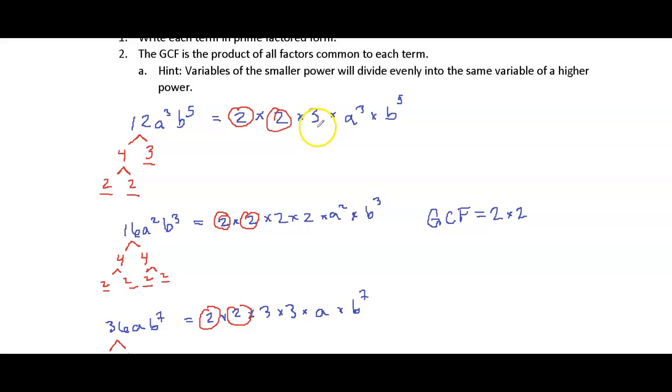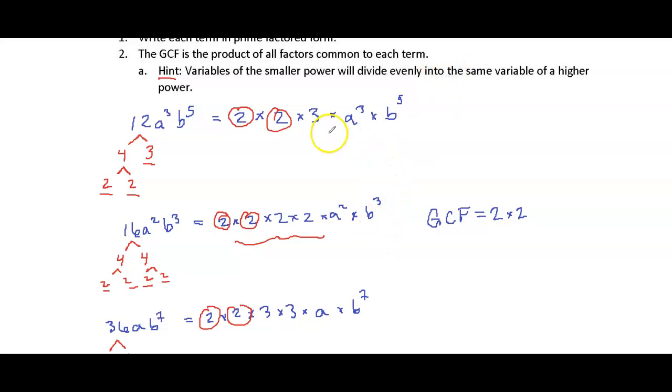Now let's take a look at a 3. There's a 3 in the first term, but there is no 3 in the second term and those factors, so no 3 in the GCF. And there is a hint here when it comes to variables. Variables of the smaller power would divide evenly into the same variable of higher powers.